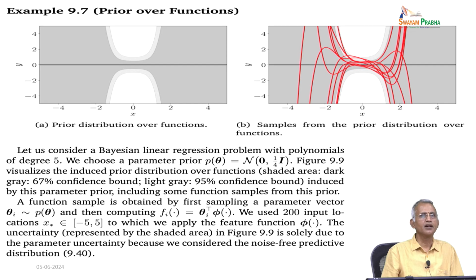This includes some function samples from this prior. The function sample is obtained by first sampling a parameter vector theta i approximately from p of theta, and then we have to compute f i dot. f i dot is a functional mapping, that is theta i transpose into phi of x, and we used 200 input locations in the interval minus pi to pi, and these are the sampled functions. The uncertainty represented by the shaded area is solely due to the parameter because we consider the noise-free predictive distribution. That is the demonstration of the above figure.